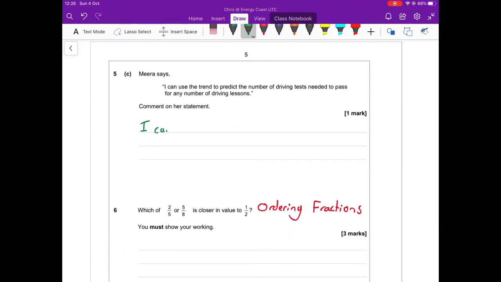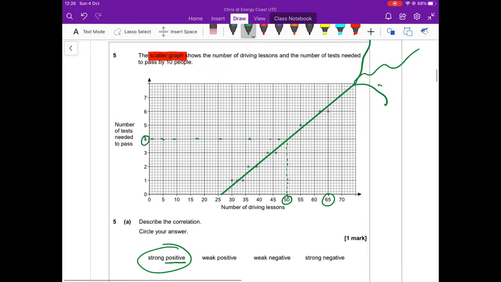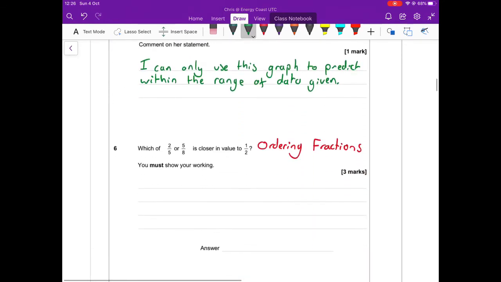I can only use this graph to predict within the range of data given. So it's only useful, this graph, to the points I have, really. I don't know what happens in the future, and this graph's not going to help me predict that. Something like that. Anyway, 1 mark, there you go.